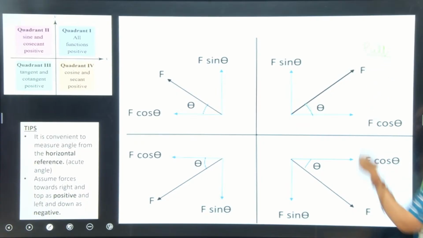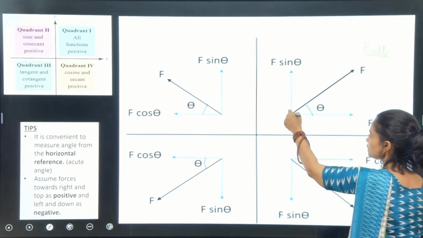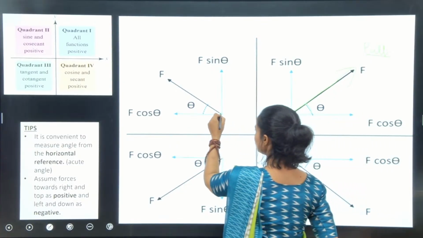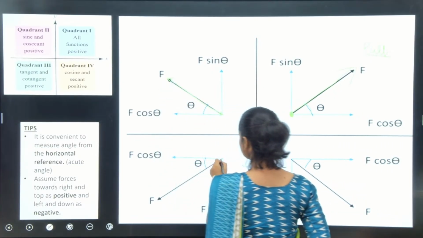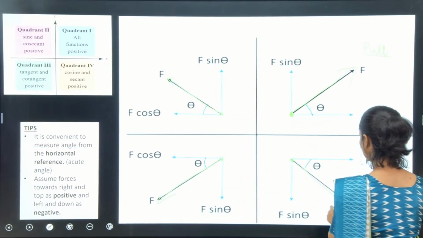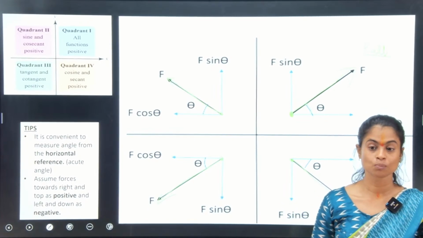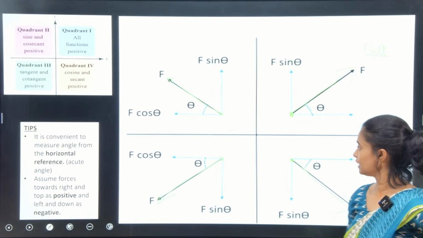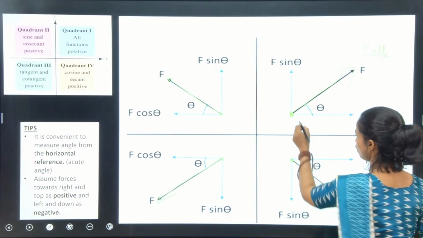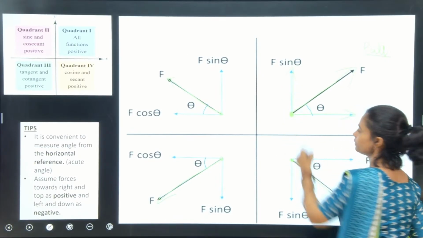Pull means if this is my point of application, the force is going outwards from the point. In this case also, the force is going outwards. Same here, force is going outwards. Here, the force is going outwards. So if a force is going outwards from the point, then we call it a pull type force, right? And if the force is pull in nature, then its components will also be going outwards, or pull type.